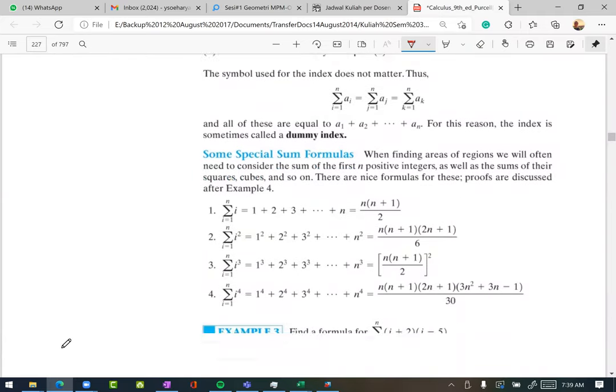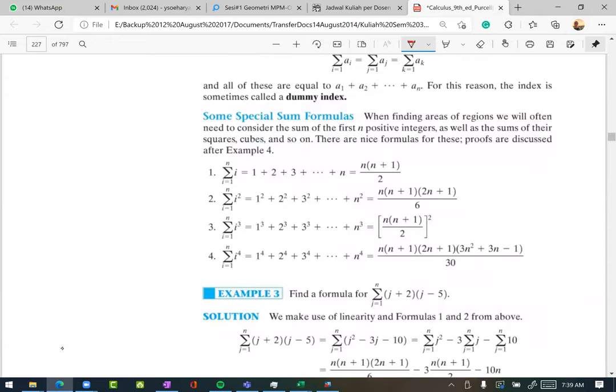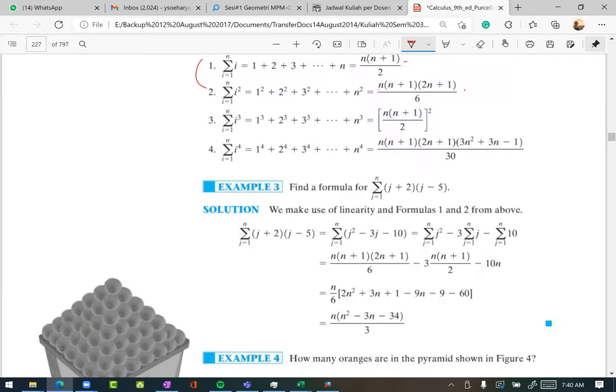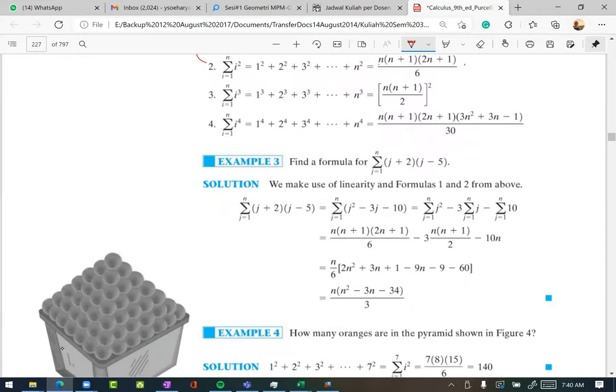Okay. All right, so these are some formulas I mentioned. If you're adding the numbers 1, 2, 3 up to n, then you have this formula. For the squares, you have this formula, n times n plus one times two n plus one over six. And if you have cubes, then you have this: n times n plus one over two, but squared. And for power four, you have this one. We only use the first two. Okay, so this is just an example of how to do this problem.